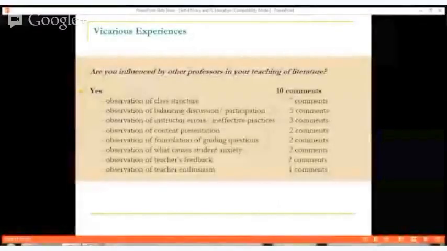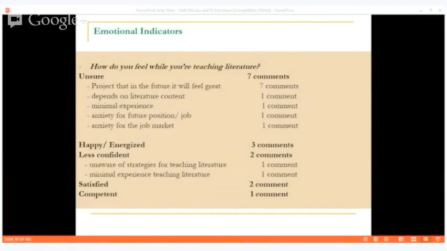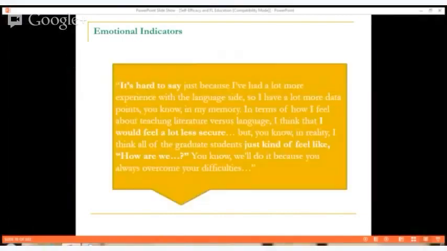And then finally, emotional indicators. How do you feel while you're teaching literature? Unsure. They said they feel like they're less confident. They feel like they're going to feel great, but they don't feel like they've had the experience because they've only taught texts, and texts aren't literature. And this was sort of a quote from the interview.